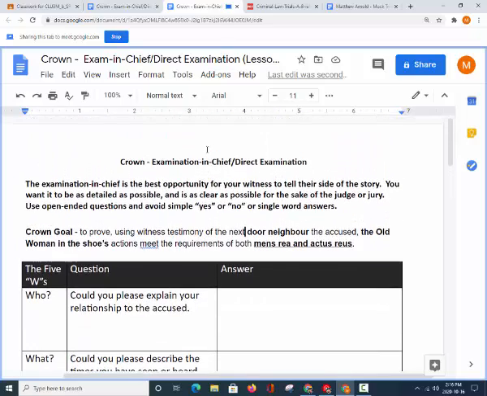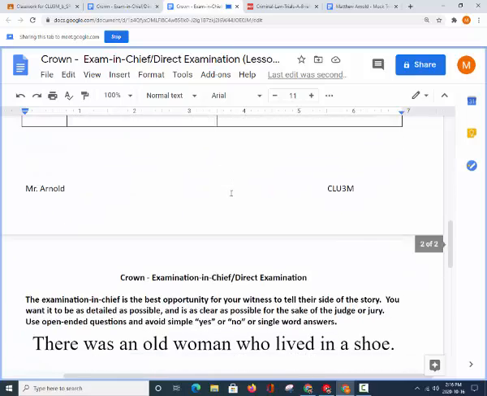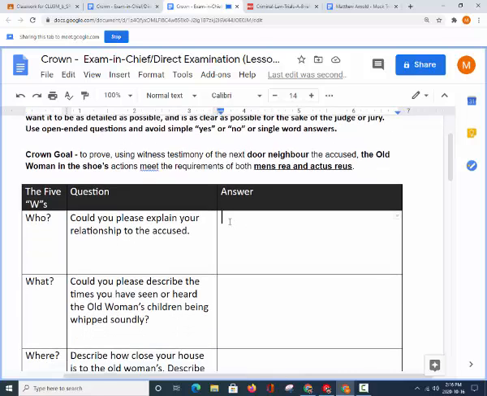So first of all, you are trying to prove in some way that the old lady both committed the physical act of whipping her children and had the intent to do so. So the questions all lead to some way of the neighbor being able to explain themselves, and how they think the old woman in the shoe both committed the crime and was negligent in caring for her kids. So first question, could you please explain your relationship to the accused?